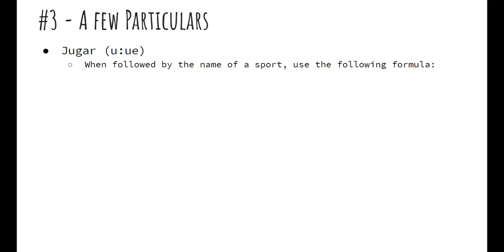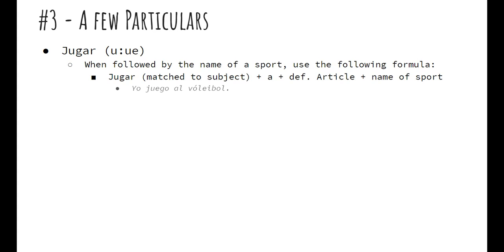Now, a few particulars. With jugar, the one U to UE, when followed by the name of a sport, it'll use the following formula most of the time. It's quite frequently seen this way. You have jugar matched to your subject, plus a, plus a definite article, then plus the name of the sport. So it'll often look something like this: Yo juego al voleibol.